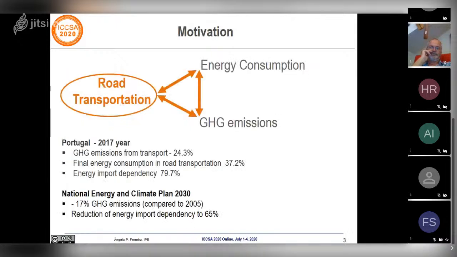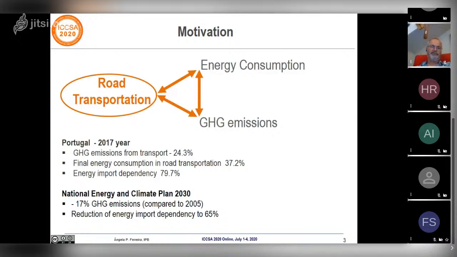In terms of the motivation of this work, in mainland Portugal in 2017, 24.3% of greenhouse gas emissions came from the transport sector, being the second sector with the highest contribution to the total emissions. The final energy consumption in road transportation was about 37%, and the energy dependency was almost 80%.